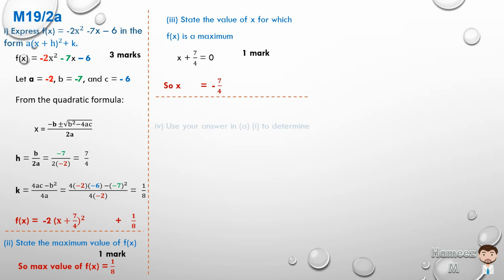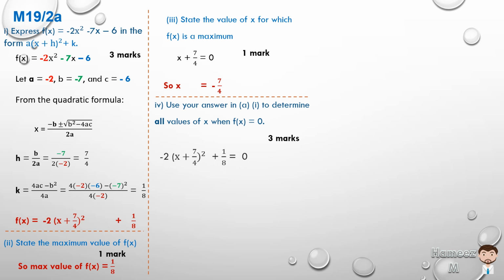Part 4. Use your answer in a part 1 to determine all values of x when f of x is equal to 0, or when it cuts the x-axis. So let's rewrite the formula. Minus 2 by (x plus 7 on 4) squared plus 1/8 is equal to 0. And we're simply transposing in order to make x the subject of the formula. So the first thing to carry across will be the plus 1/8. Minus 2 by (x plus 7 over 4) squared is equal to minus 1/8.